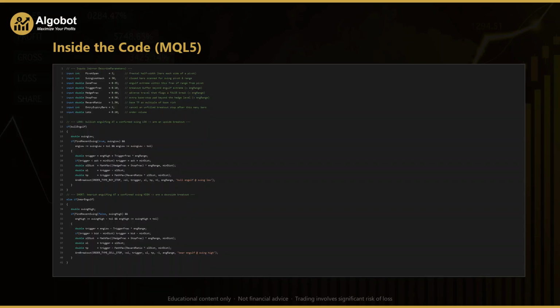Let's look at the actual MetaQuotes language code on screen, just as it appears in MetaEditor. At the top are the input parameters. PivotSpan sets how many bars define a swing on each side. Swing lookback controls how far back the strategy scans. Zone fraction sets how close the engulfing must sit to the pivot. Trigger fraction is the breakout buffer beyond the candle.